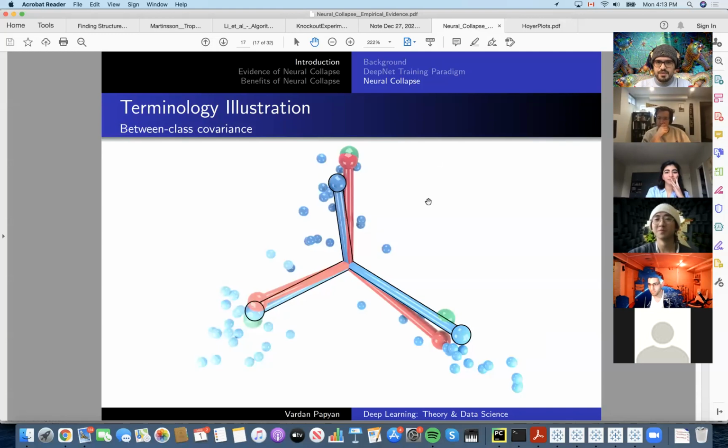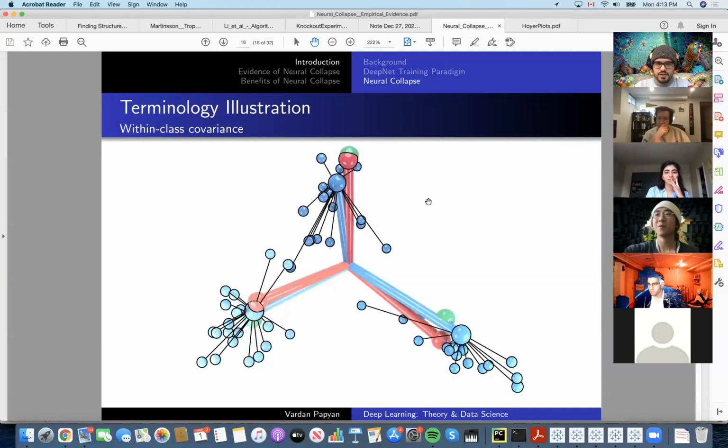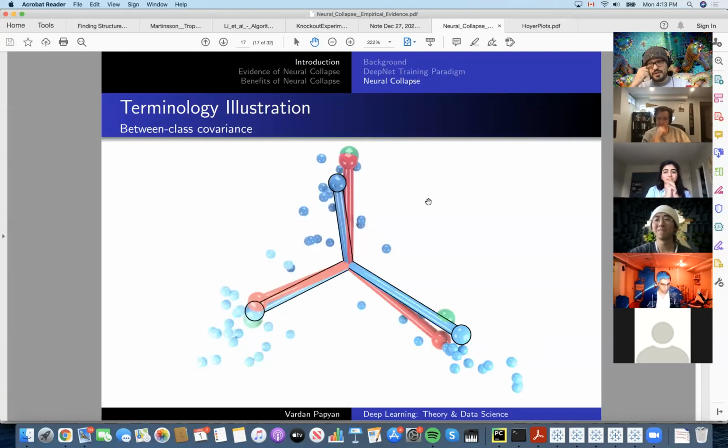Now we've defined the within class covariance, which essentially measures how far away the features are from their corresponding class means. And we've defined the between class covariance, which measures the covariance of the class means.